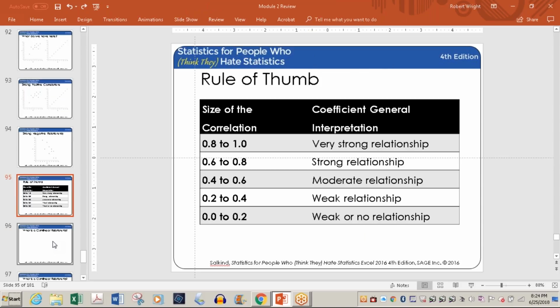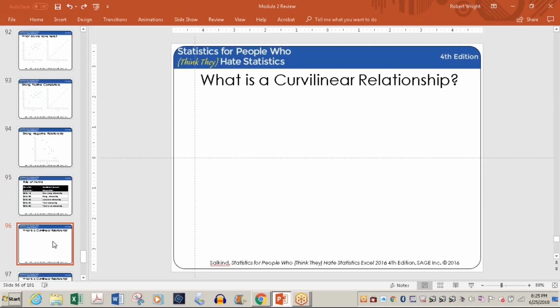Rule of thumb: how do you figure out whether your correlation is strong or weak? They have a rule of thumb here, and you can see what those levels are. Different correlations, depending on what you're showing, may not need to have a strong or very strong relationship to be significant. But this table shows you general guidelines for how to interpret correlations.